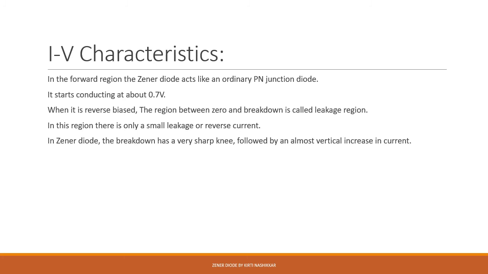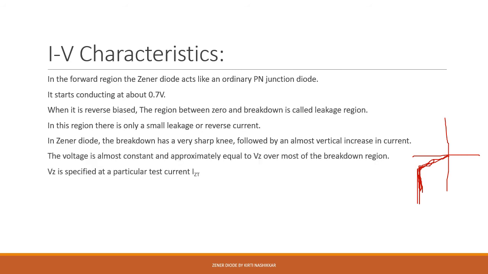In a Zener diode, the breakdown has a very sharp knee followed by an almost vertical increase in current. As you can see, the characteristics of the Zener diode look like this. This figure looks like the knee, a sharp knee, and from that knee point, you will get a very large amount of current. The voltage is almost constant and approximately equal to Vz.